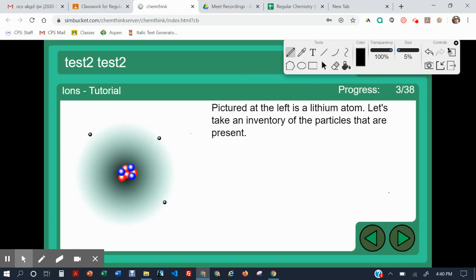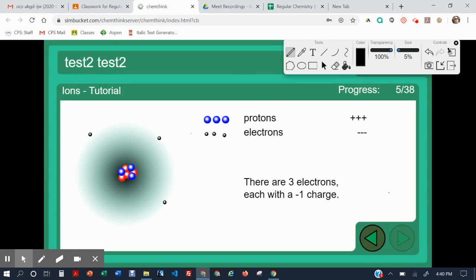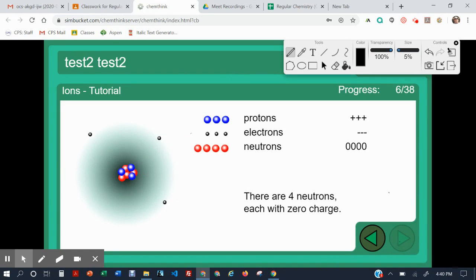Okay, pictured at the left is a lithium ion. Let's take an inventory of the particles that are present. 3 protons, they're the blue circles or spheres. 3 electrons, they're the littler spheres, and they're black and they're on the outside. And 4 neutrons. Now notice that the protons each have a positive charge, so we have 3 pluses. There are 3 electrons, 1, 2, 3, and so there are 3 negatives.